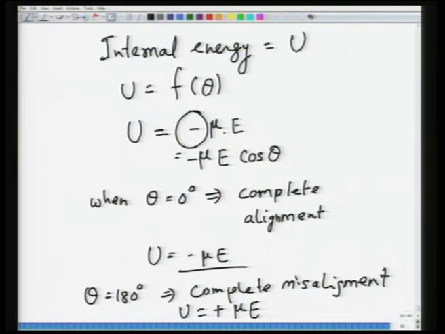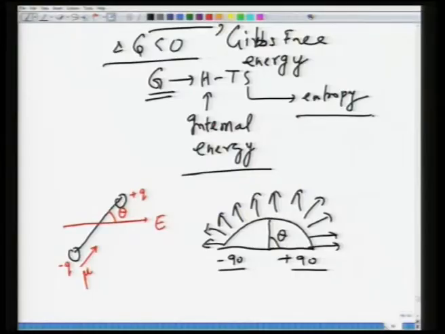The minus sign represents basically the reduction in the internal energy of the dipole when it aligns completely with the applied electric field. So U will vary from plus mu E to minus mu E as theta goes from 180 degrees to 0 degrees. So it depends how you take it. You can take minus pi by 2 to plus pi by 2, or, in this case, we are measuring theta from here. So let me just make a correction here.